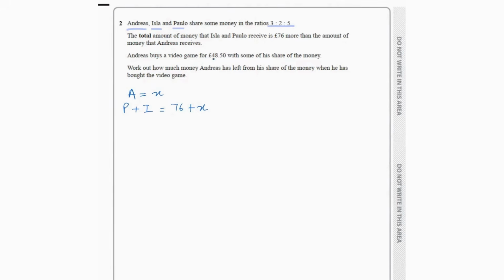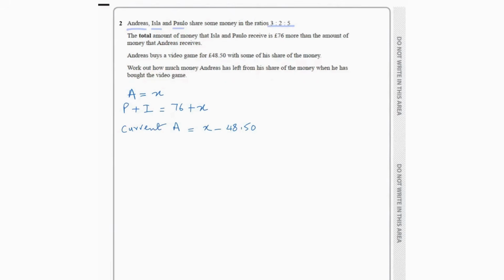Now, Andreas buys a video game for 48.50 with some of his share of the money. So Andreas' current share is going to be x minus 48.50. Work out how much money he has left from his share of the money when he has bought the video game. So we have translated the last three statements into equations.